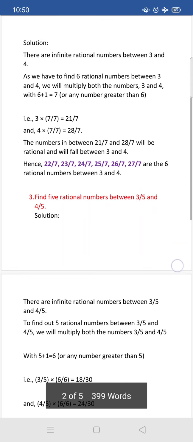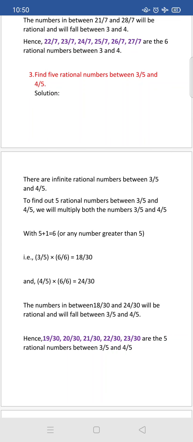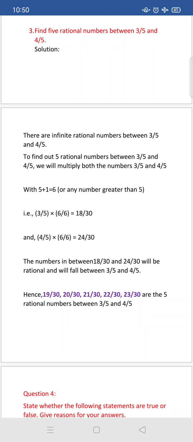Now the next question is: find 5 rational numbers between 3 by 5 and 4 by 5. In order to find the 5 rational numbers, as I told in the previous question, you have to add 1 to the 5, that is 5 plus 1, 6. So to the numbers they have given in the question, 3 by 5 and 4 by 5, you have to multiply and divide by 6.